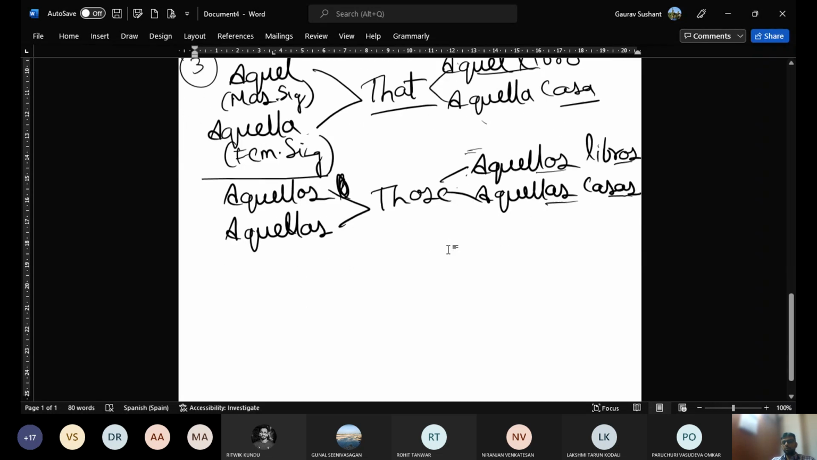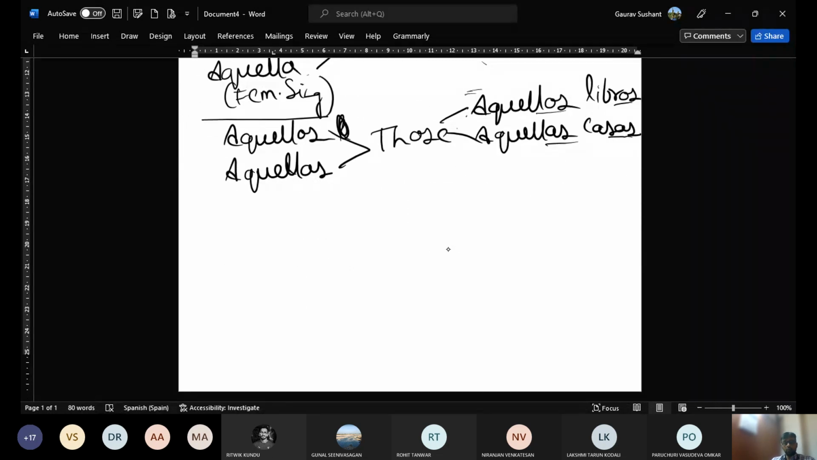Now I have to tell you the difference between these two, okay, or you can say the difference between these three. Okay, so when do we use ese group, and when do we use the aquel group? Okay, so when I say group it means there are three more with this. Okay, esta, estos, and estas. Similarly, here also there are three more. Okay, esa, esos, and esas. Aquel, aquella, aquellos, and aquellas. So there are three more. So when do we use them?